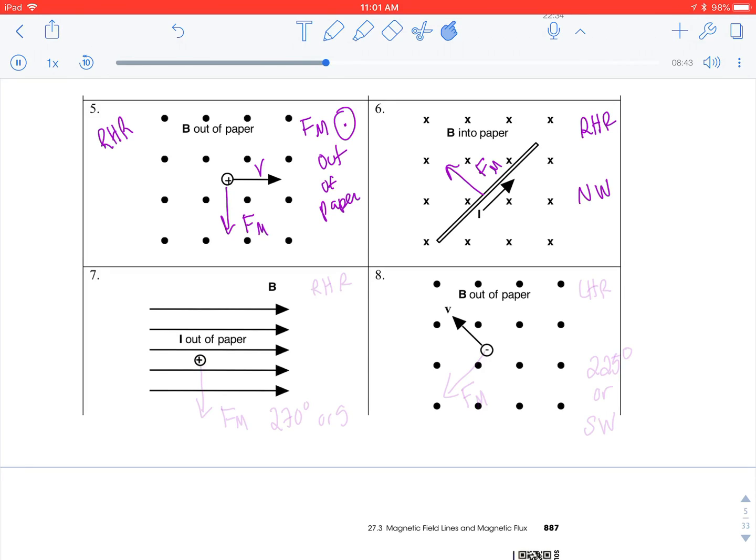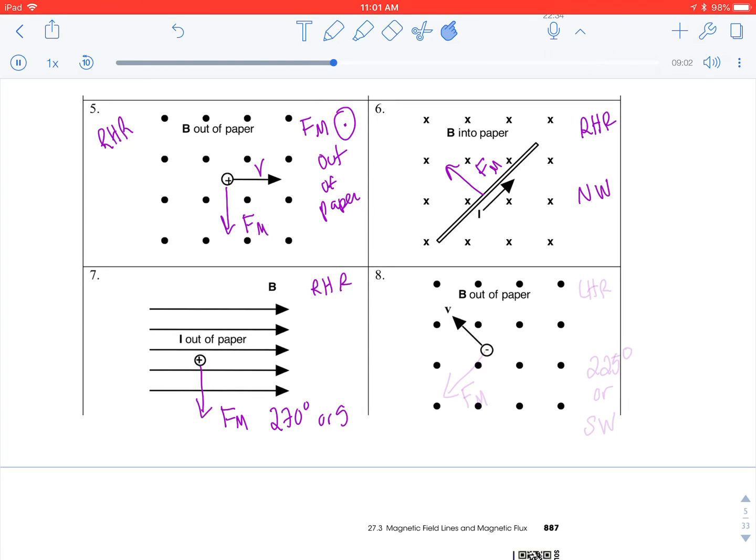I know it's positive charge, so I'm going to use my right hand rule. So I'm going to have my index finger out of the paper. My bird finger is pointed to the right, and my force, my thumb, is pointed at 270 degrees or south. Again, avoid the term down, because down tends to mean into the paper.